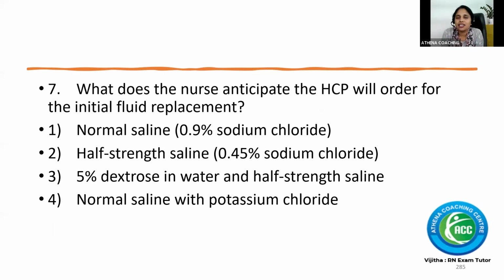Next, what does the nurse anticipate the healthcare provider will order for the initial fluid replacement? Which fluid do we believe will be given? Normal saline, an isotonic solution. So which one is isotonic from this? The first option, 0.9%. See, all these questions are related to diabetic ketoacidosis in an emergency department.